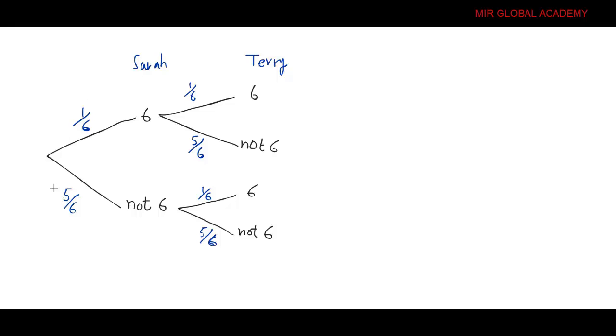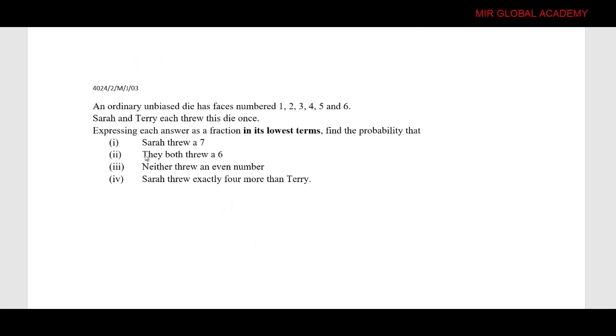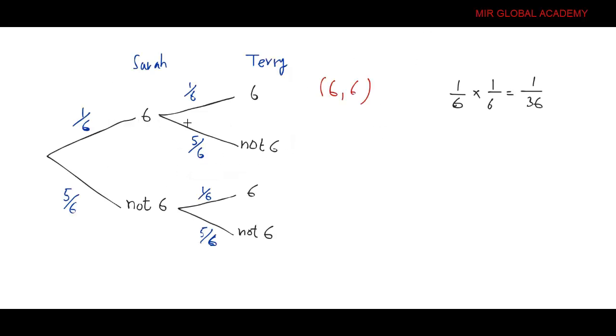The sum of these two should be equal to 1. 1 over 6 plus 5 over 6 is equal to 1, that is 6 over 6. In the same way, the probability of throwing a 6 in case of Terry is also 1 over 6, and not throwing a 6 is 5 over 6. Now we are interested to find the probability that they both threw a 6. There is only one option in which they both threw a 6, 6 and 6. So the probability will be 1 over 6 times 1 over 6, that is 1 over 36.